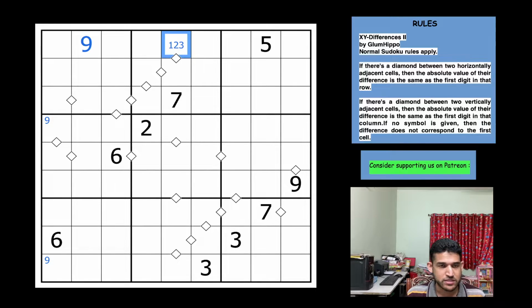So if you have a 1, this will be 2 because you have a diamond between those cells. If you have a 2, that will be 4 here. If you have a 3, that will be a 6 here. Excellent. So that is one such thing we can use.